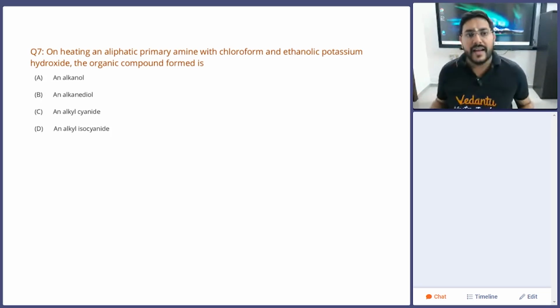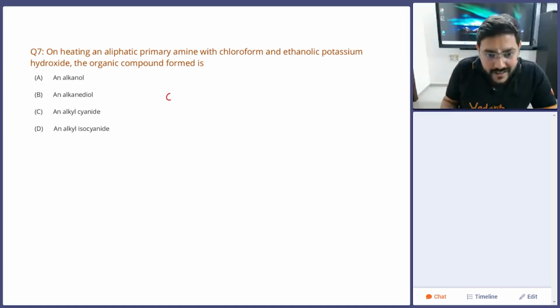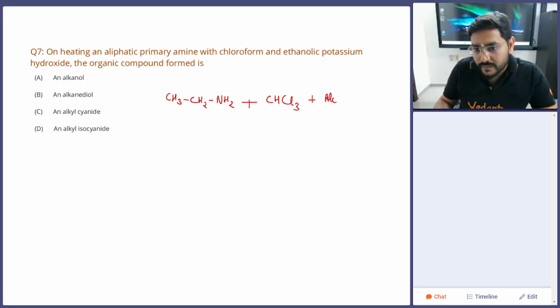Now, on heating an aliphatic primary amine with chloroform and alcoholic potassium hydroxide, what is the organic compound formed? This is a name reaction they have asked. Can I say CH3CH2NH2, a primary amine, with chloroform, CHCl3, and alcoholic KOH?